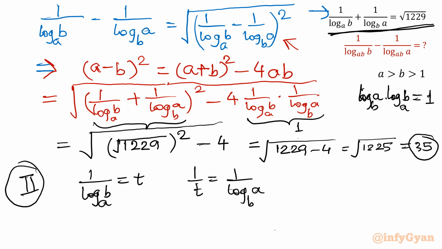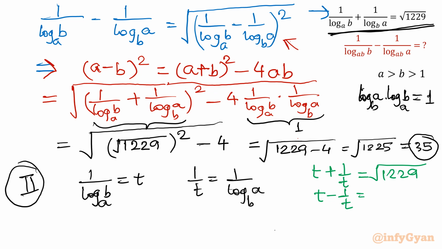So our equation will convert the given equation. Let me write using this. The given equation will become t plus 1 over t equal to square root of 1229. And what is asked? t minus 1 over t. This we have to find out.